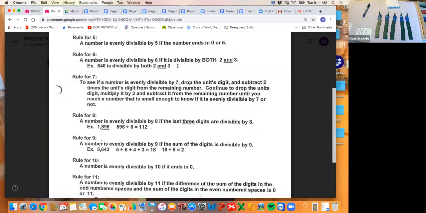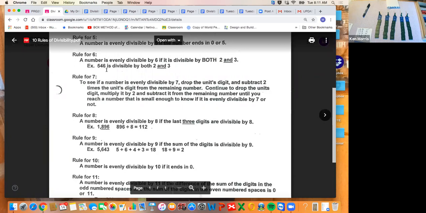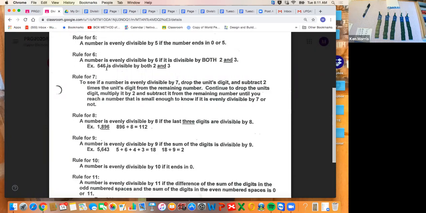And we're gonna look at some examples of this, but they give you one here. 546, okay, well, let's test divisibility by 2, which is the easiest one to do. It ends in an even number, therefore it is divisible by 2. And now let's test to see if it's divisible by 3. Let's do 4 plus 6 is 10, plus 5 is 15. 15 is divisible by 3. Therefore, 546 is divisible by 6.